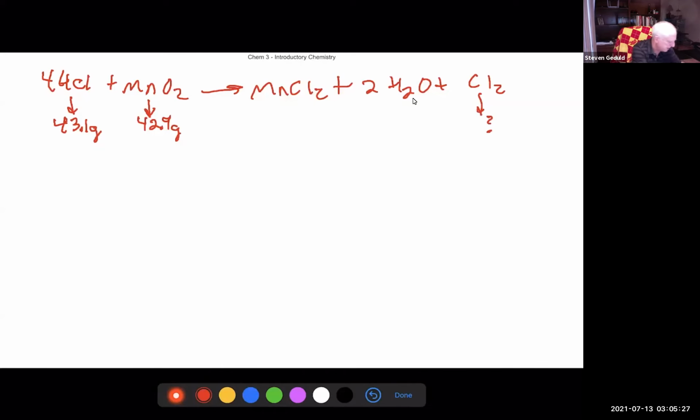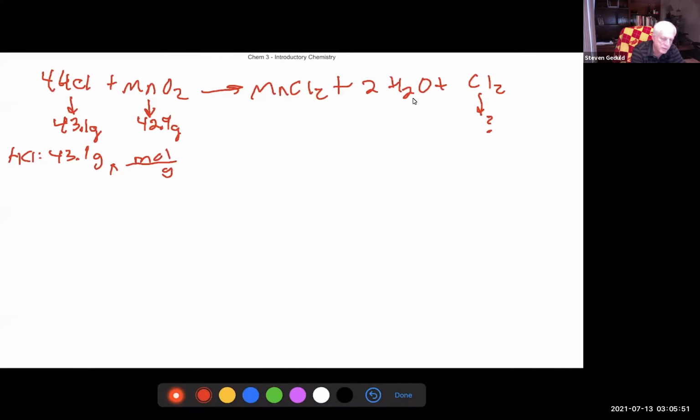It doesn't say. Theoretical yield, does it say grams on this? Yeah, it says grams. Okay. In grams. Okay, so which one's the limiting reagent? Okay, convert them both into moles. So 43.1 grams, and this is HCl. And then we have grams per mole. Chlorine is 35.5, hydrogen is 1, so 36.5. Okay, so 43.1.